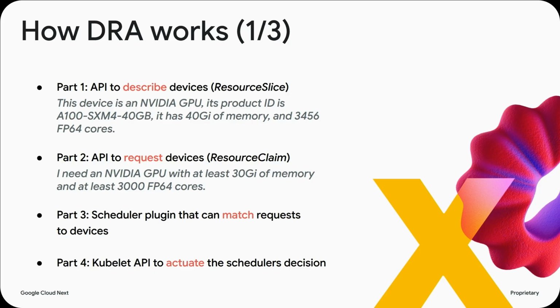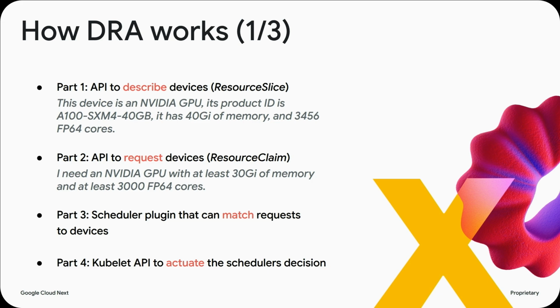And the resource claim can be specific or generic. In this particular case, you say, I need an NVIDIA GPU with at least 30 gigabytes of memory and at least 3,000 FP64 cores. Then the Kubernetes scheduler will basically match your pod. So the resource claim is something that you attach to the pod. And then once the pod is scheduled, the scheduler will do the matching.